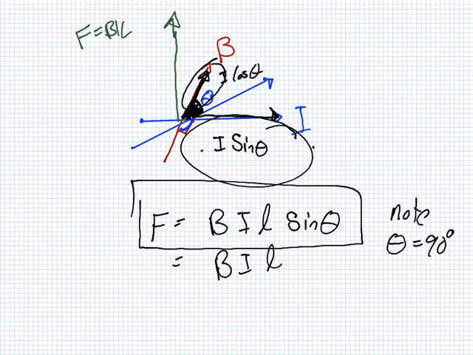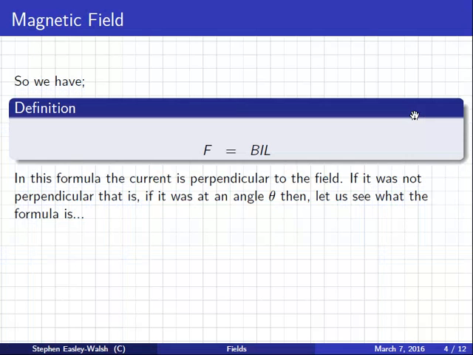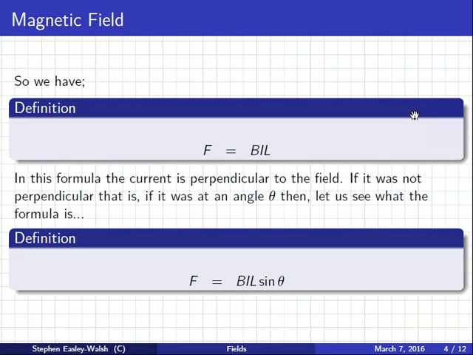I think that's okay. Where have you seen something like this before where you only care about one of the components? Do you remember? In mechanics, somewhere in mechanics. Turning force. Remember for turning force, you don't care about the component that goes through the turning point, only the one that's perpendicular. Kind of the same thing here. So we have our BIL sine theta formula now, which is good.